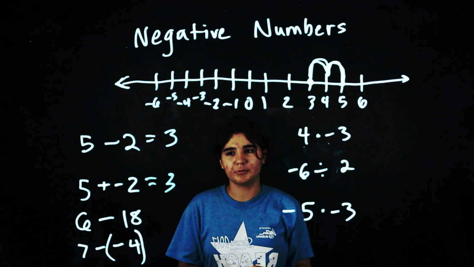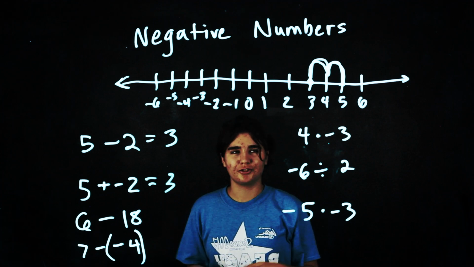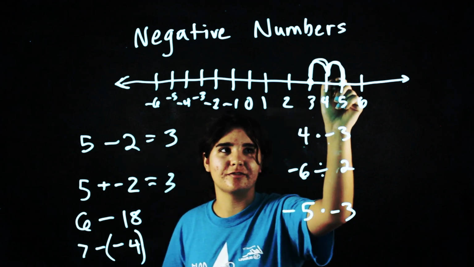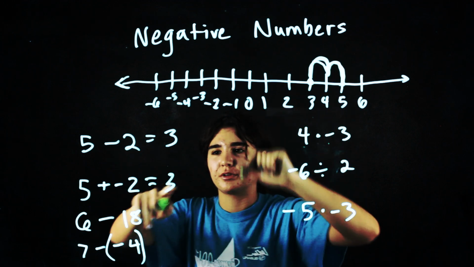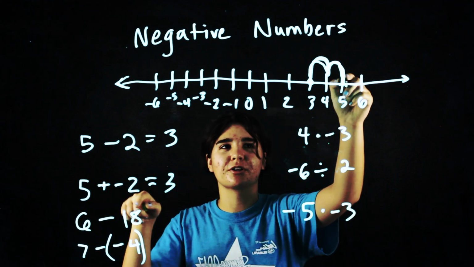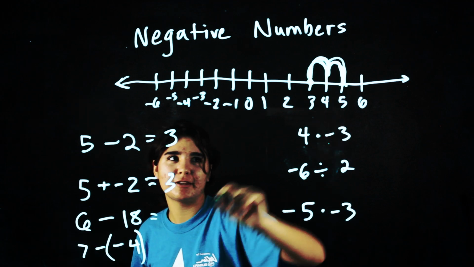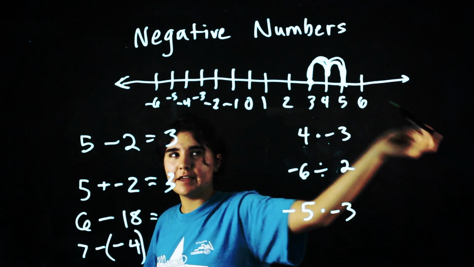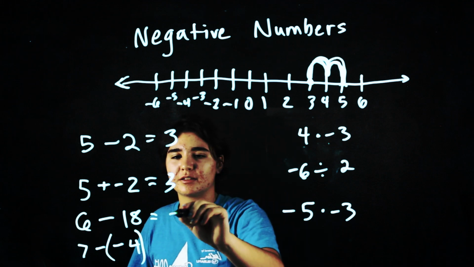It's really helpful to think of the negative sign in terms of directions. You're starting at 5, and then you go the negative direction 2 times, and we get 3. And then with a similar example, we're starting at 6, and we're going 18 in the negative direction, or to the left. So that would get us to negative 12.